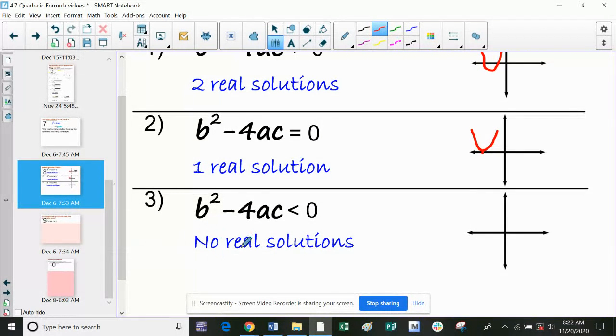What happens though if b squared minus 4ac is negative, meaning that it's less than 0? Well, you can still continue to solve, but then you have what we call imaginary solutions. So what's your quadratic look like? Well, it might look something like that. Or it could look something like this. So it's still a parabola when you graph it. It just never crosses or touches the x-axis. So we say there's no real solutions. We will get into imaginary solutions in section 4.8.